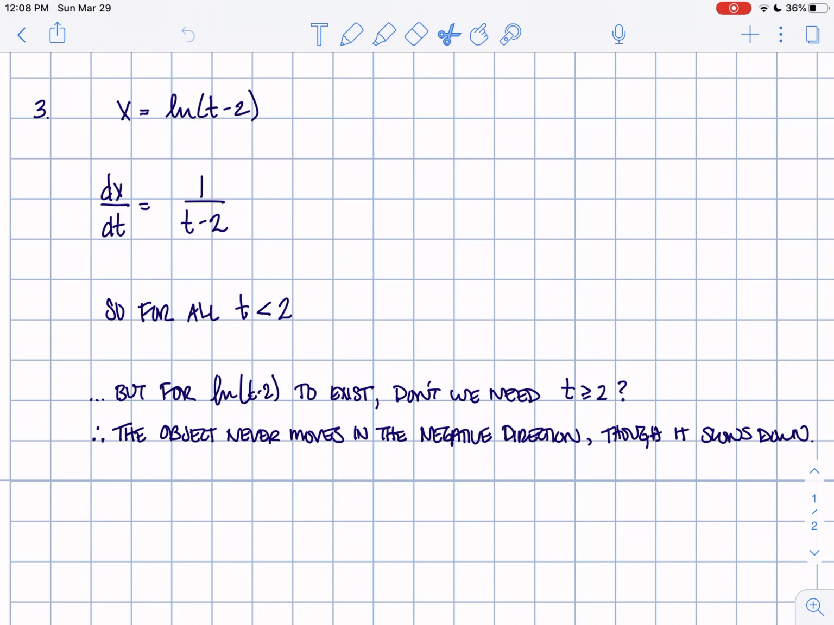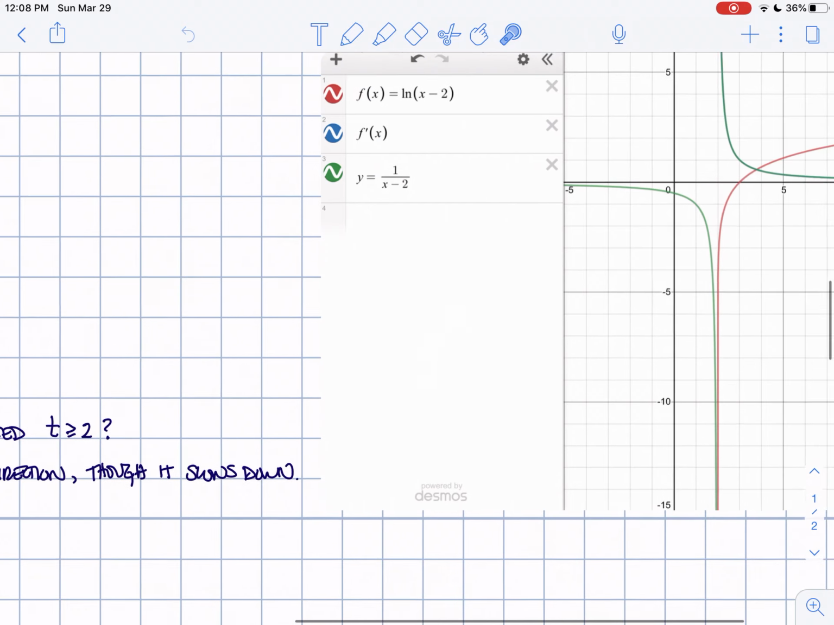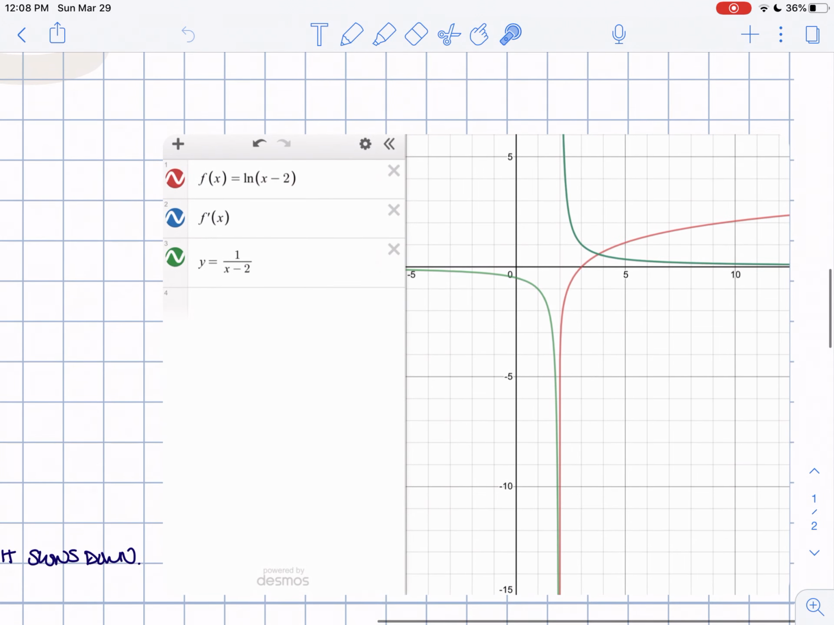And hang on, looking at the domain of the original function, for that original function to exist, don't we need t to be greater than or equal to 2? So in that case, the object never moves in the negative direction, though it slows down. And you can see that in the graph here. If this is the speed of the object, you can see the speed slowly decreasing.